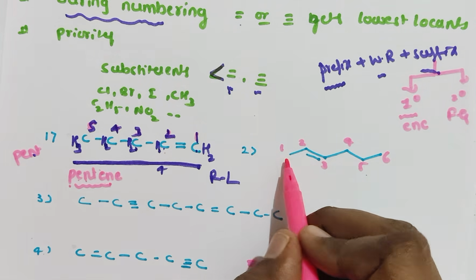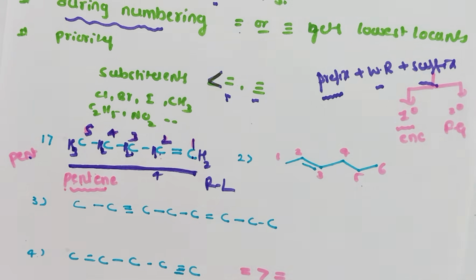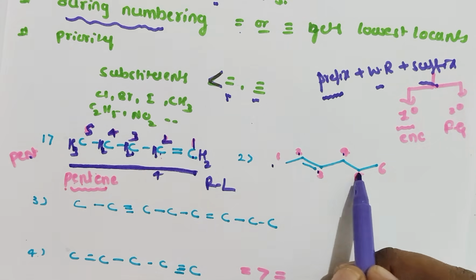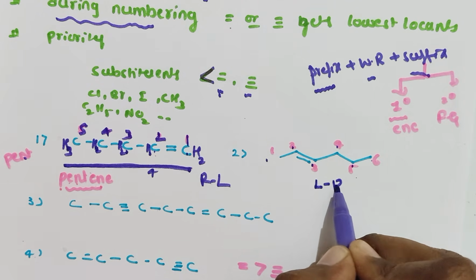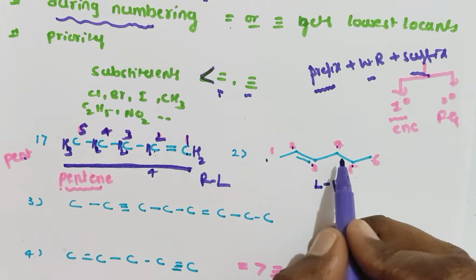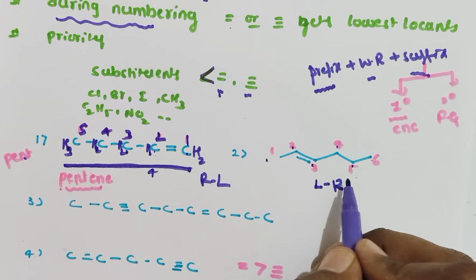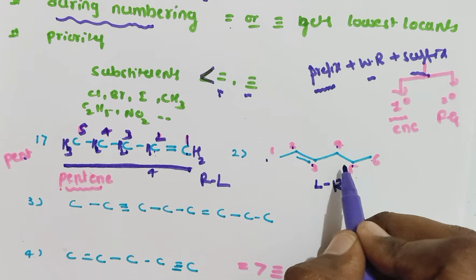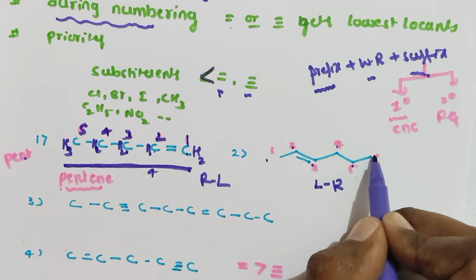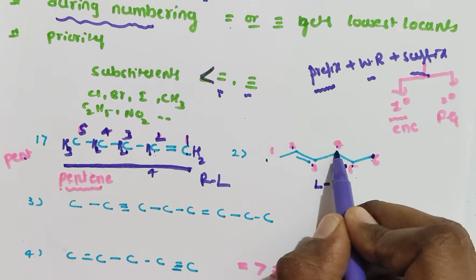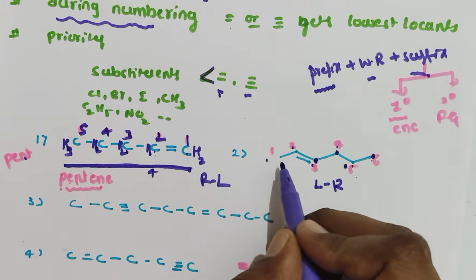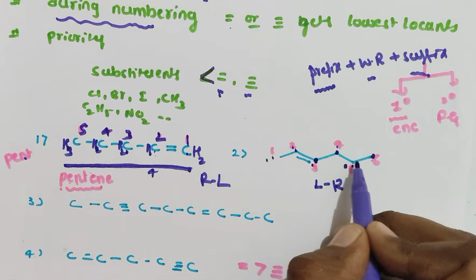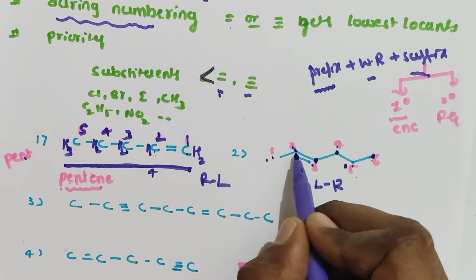Again, in this compound, how many carbon atoms are there? 1, 2, 3, 4, 5, 6. In this compound, numbering from left to right is correct. Why? Because the double bond carbon atom gets the lowest possible number. This is our rule. So if we number right to left, what happens? 1, 2, 3, 4. The locant becomes 4. Left to right, 1, 2, 3, 4, 5. Between 2 and 3, the double bond is there.